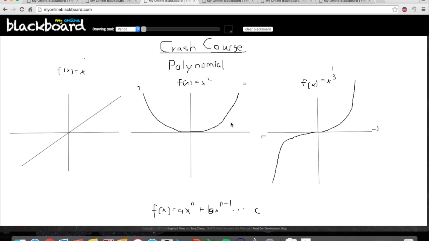Because when you square something, for example, the square of negative 2 is just 4. The square of 2 is also 4. However, 2 cubed is 8. Negative 2 cubed is negative 8. So, hopefully that makes sense on polynomials.